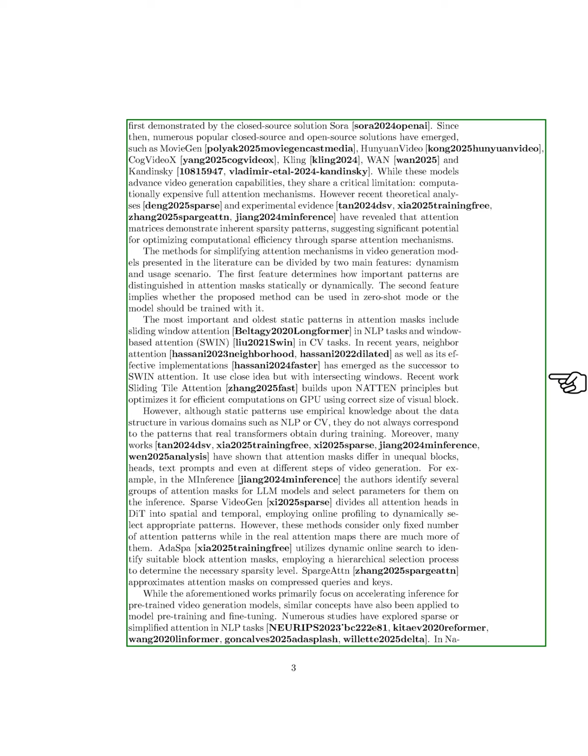We categorize methods for simplifying attention mechanisms based on two features: dynamism and usage scenario. Dynamism refers to whether attention patterns are identified statically or dynamically, while usage scenario indicates if the method can be applied in a zero-shot manner or requires training. Traditional static patterns include sliding window attention in NLP and window-based attention in computer vision. Newer methods like neighbor attention have emerged, which use overlapping windows for better efficiency.